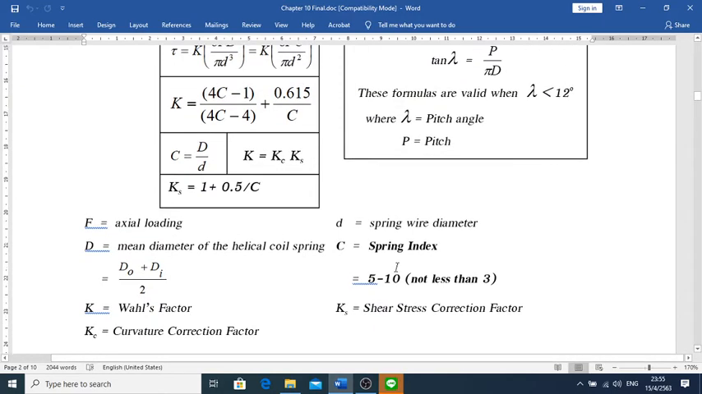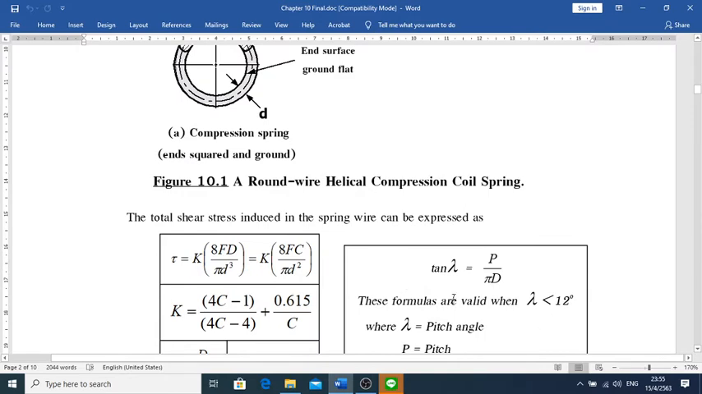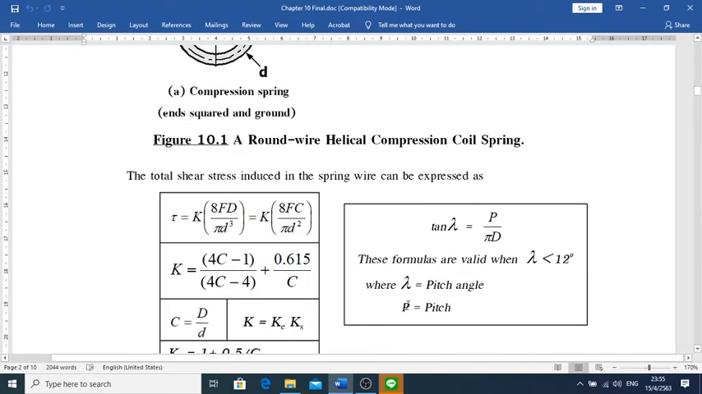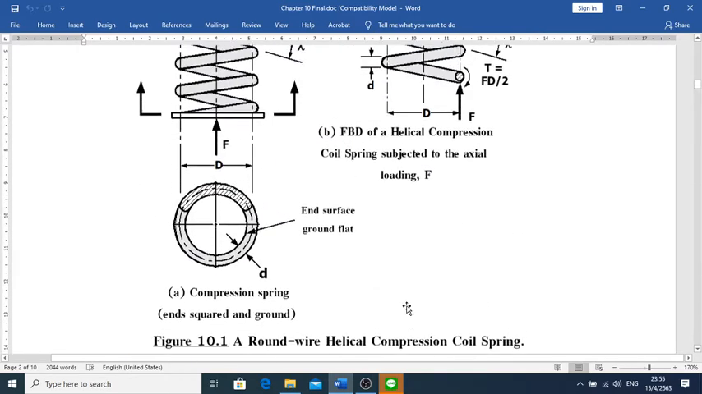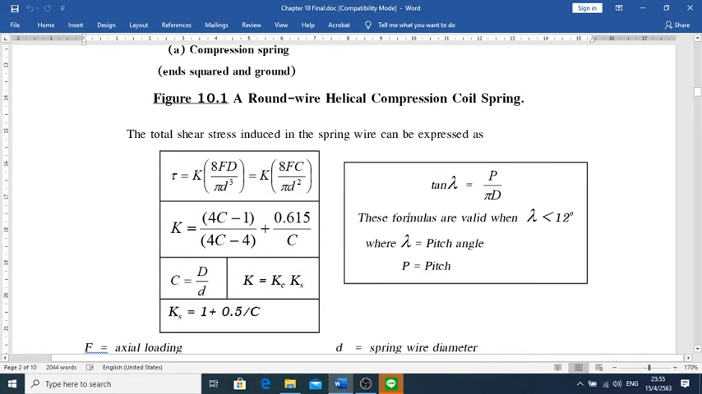Lambda there is the pitch angle. P is the pitch. Pitch is the distance from one coil of the spring to another coil. So this is what is shown up there, and that's why this formulation, as Mr. Wild said, is valid for lambda with a small angle, less than 12 degrees, respectively.